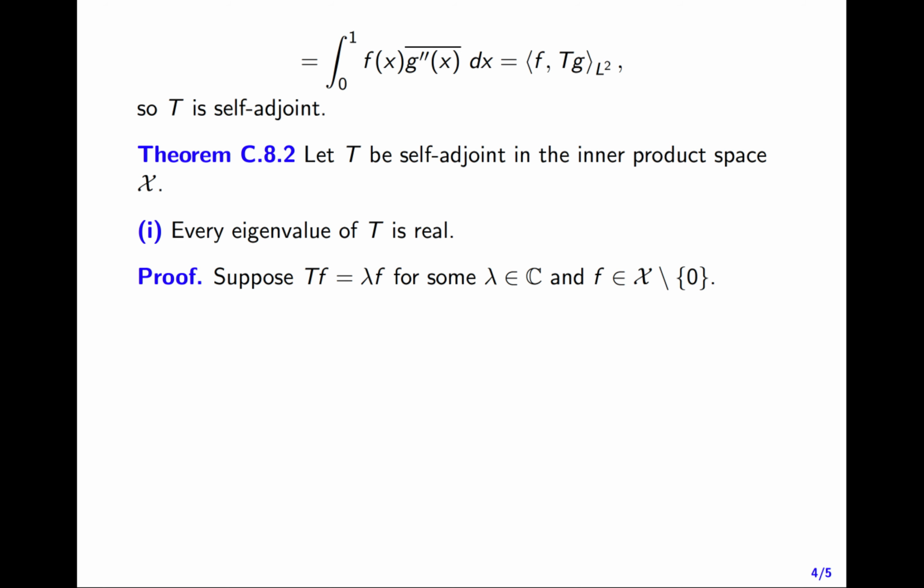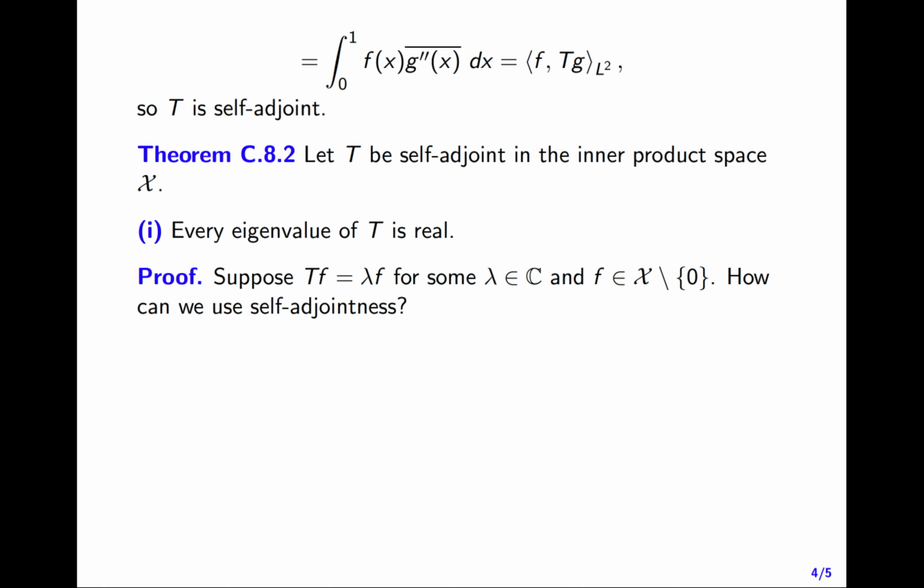So we'll start out with the usual eigenvalue-eigenvector relation. We have Tf equals lambda f for some lambda in the complex plane, and some f that is a non-zero vector in X, really a non-zero vector in the domain of T. T doesn't have to be defined on all of X. And I'm starting out with lambda being complex, and I want to end up forcing lambda to be real.